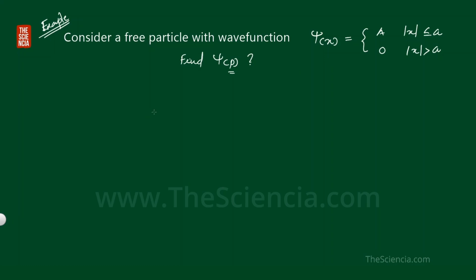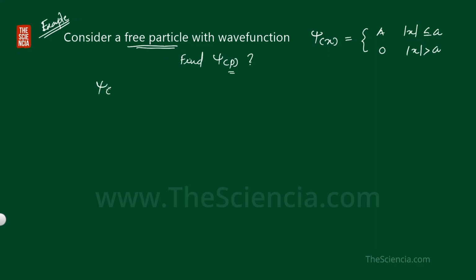But before doing that, we have to do the normalization. Why? Because it is about a free particle. So this wave function should represent the particle. A particle is a physical reality, right? So the wave function should represent the physical reality of the free particle. Therefore, we have to do the normalization first.